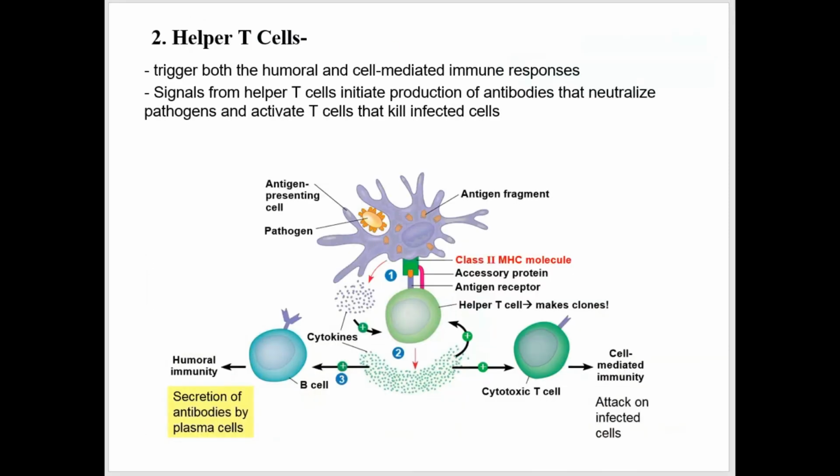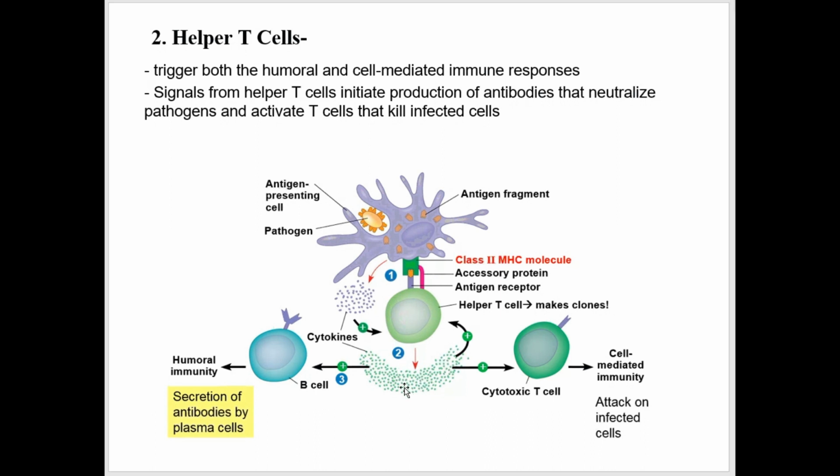Helper T cells are going to be triggering both the humoral and cell-mediated immune responses. If you take a look at this particular cell, it is an immune cell. This could be a macrophage or dendritic cell, and it has engulfed the pathogen, broken it down, and now it's presenting the antigen in its class 2 MHC molecule. The helper T cell is going to interact with this antigen presenting cell. The antigen presenting cell is also releasing cytokines, and the helper T cell will now release cytokines.